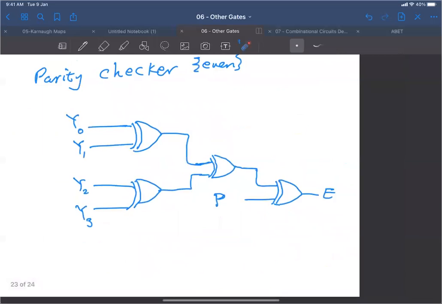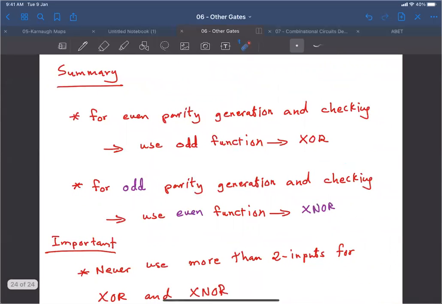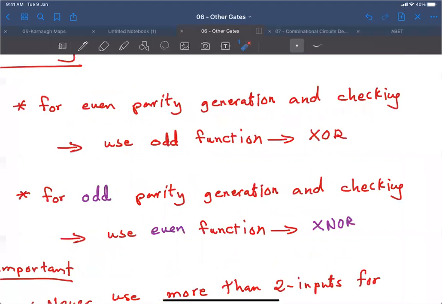So to summarize what I just said, if you are confused, these are the two lines that you need to pay attention to. This is the summary of the whole thing about parity generation and checking. For even parity generation and checking, use an odd function or XOR. And for odd parity generation and checking, use an even function or XNOR.